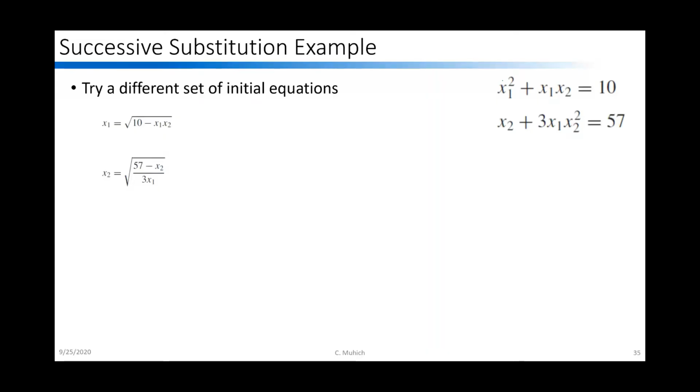Let's try this form. I've taken those equations and rearranged them now using this x squared term, keeping that one on the left, and moving this x1 x2 to the right. When I take care of that square root, I get x1 equals the square root of 10 minus x1 x2. Similarly, I'm going to now keep this x2 that's squared on the left and move the other terms to the right, giving us x2 equal to the square root of (57 minus x2) over 3 x1.